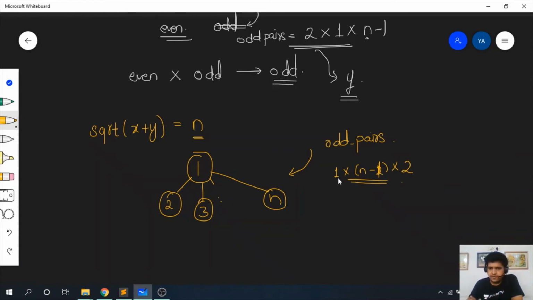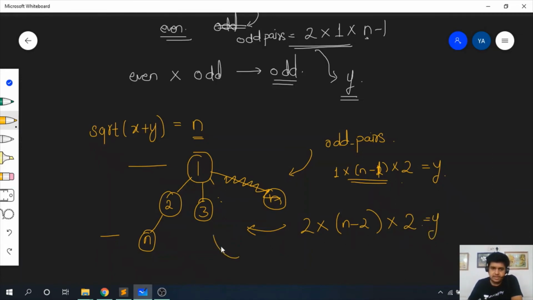Now we just check if this value is equal to y. If it is, then this is our required tree. But if it is not, then what we do is we remove one of these nodes and we put it to the lower level. So we make this as our tree. Then we again check our number of odd pairs. So now the number of odd pairs for this tree will be the number of nodes in even levels, that is 2, into the number of nodes in odd levels, that is n minus 2, into 2. So we again check if this is equal to y. If yes, then this is our required tree.